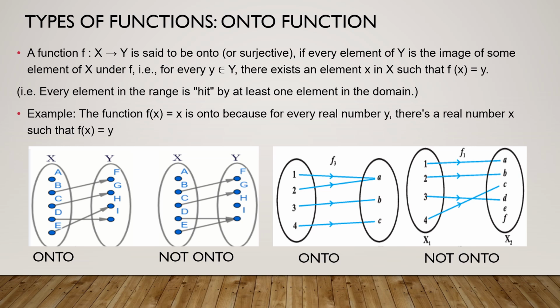In the second diagram, what is the definition? Every element in the range is hit by at least one element. So A is hit by two elements, no problem. B by 3 and C by 4. So every element in your range has some element in your domain, so it is onto. But in the second case over here, you can see that E and F have no element in the domain. So it is not onto.